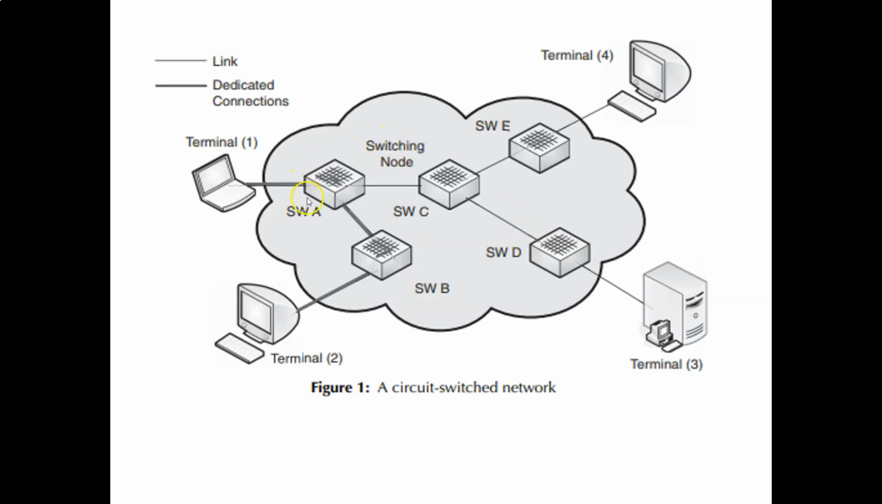Here you see these are the various switching nodes available. Suppose from terminal 1, the data needs to be sent to terminal 3, through the switching nodes A, C and D, the data will be sent. By this, the number of cables will be limited.